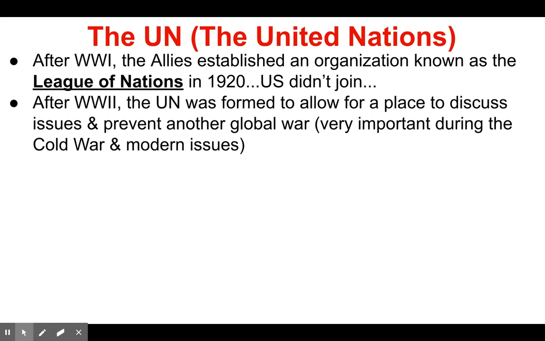So the United Nations was formed after World War II, and the winners of World War II have a permanent seat on the Security Council. We're going to talk about that here in a few minutes. So the winners of World War II still run the world, financially and politically.